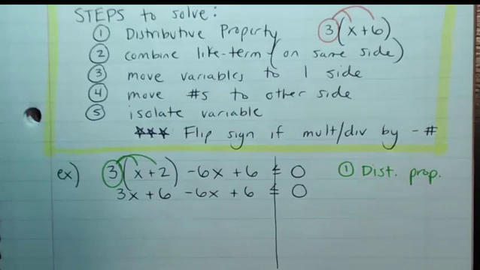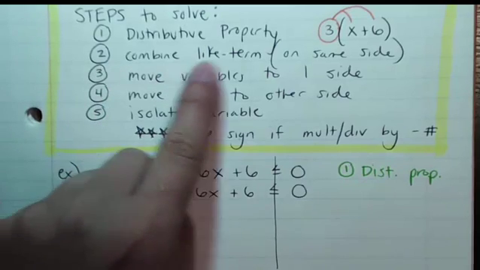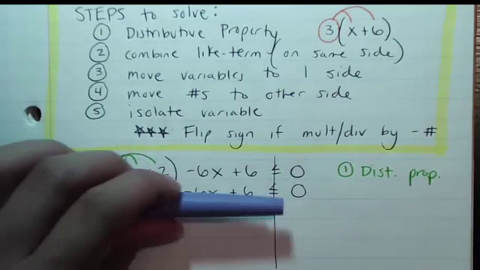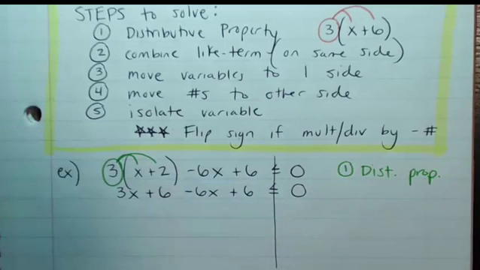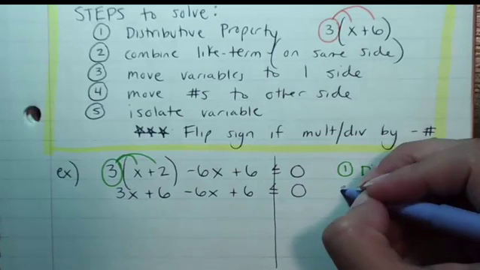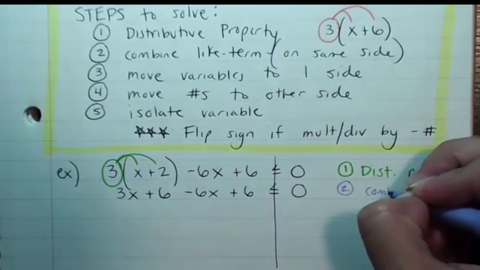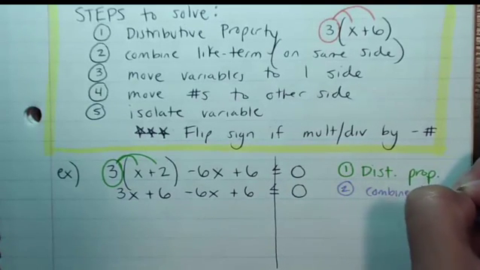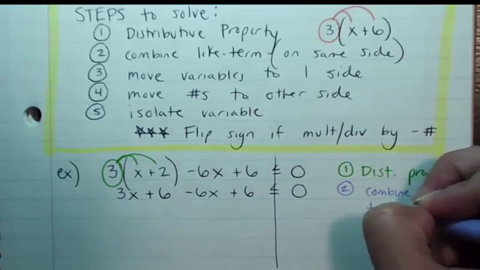Okay, so now what do I do next? I'm looking at my next step. Can I combine any like terms on the same side? Well, if I look on the right side, nothing I can combine. What can I combine on the left side? So step 2 is I combine my like terms.